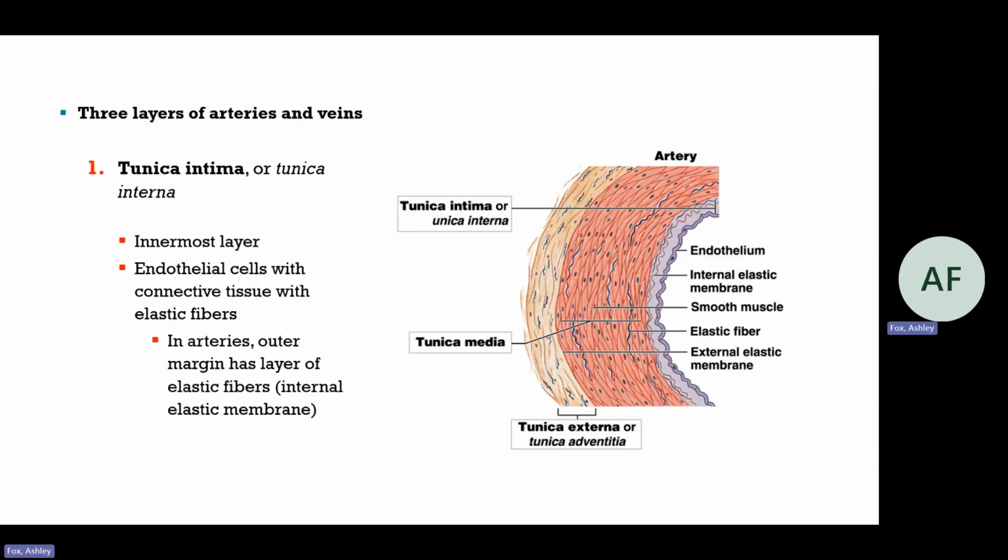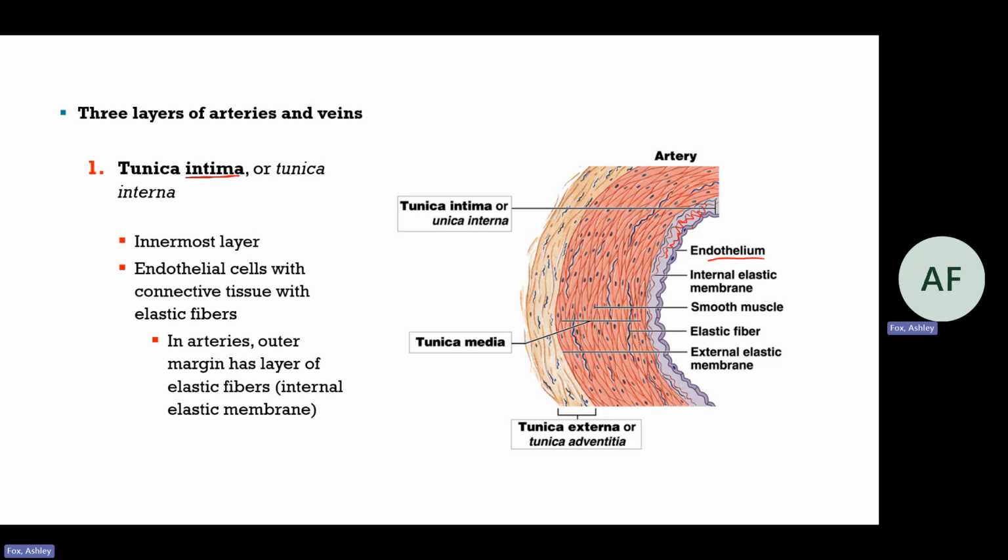So looking at each layer of the tunicas, the tunica intima is the first one. You may also hear it as tunica interna. Again, it's the innermost layer. So this kind of grayish layer in the picture is going to be the tunica intima. It does have the endothelium, which is that layer of simple squamous cells that's going to be right there. So it's that internal-most layer that is endothelium.